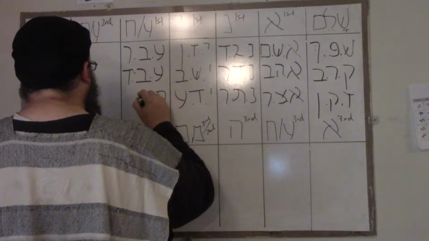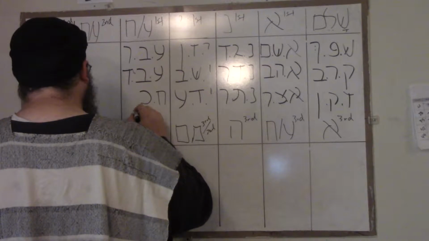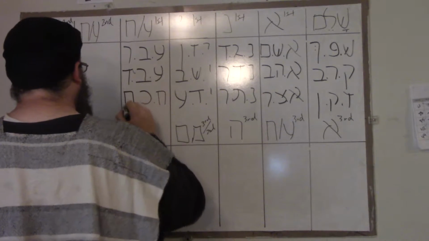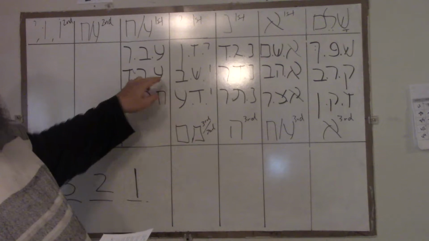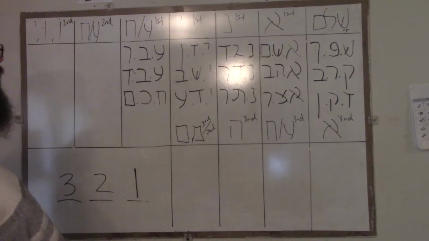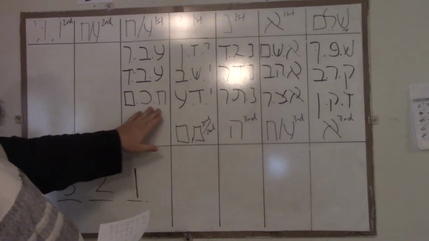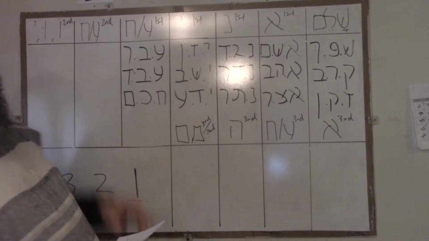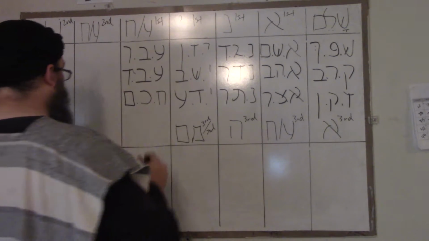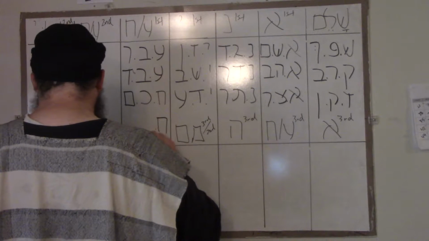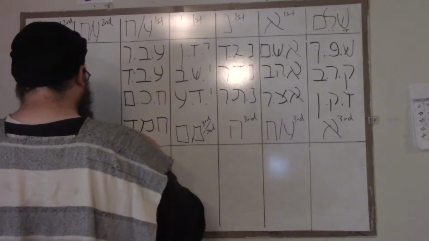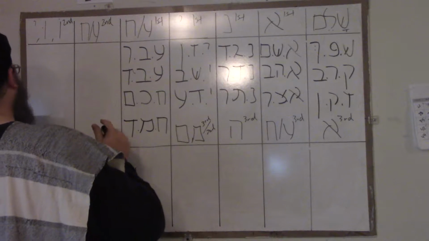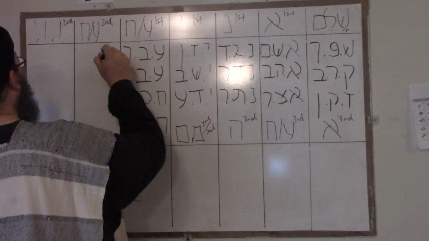Chet, Kaf, Mem Sofit. So Ayin and Chet, you know, are gutturals, and it just reminds you that because they're in the first position, we're going to be using this exact chart. Chet, Mem, Dalet. Now for the second gutturals.